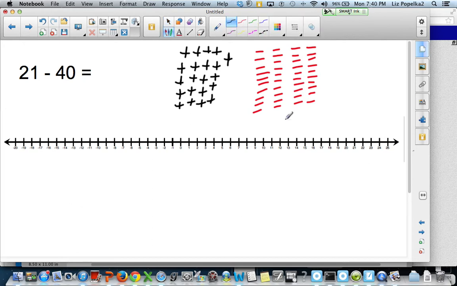So my number line here starts over at, here's my positive 21, which is what the first number in my problem says. Minus 40 means I'm going to travel to the left. And again, it means I'm going to travel 40 places.